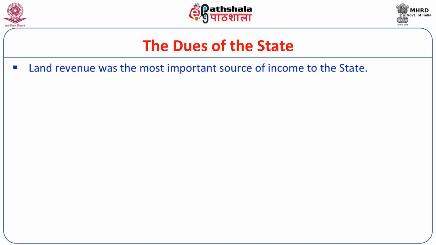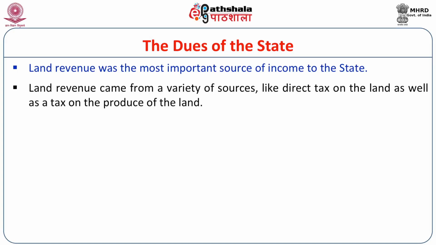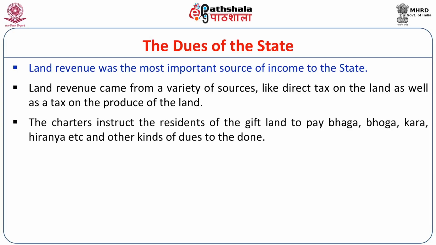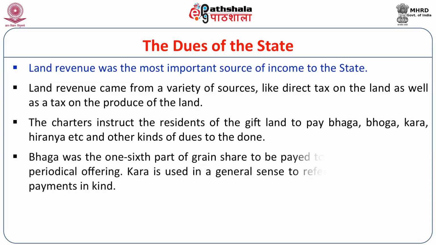Now, the dues of the state. Land revenue was the most important source of income to the state since it was an agrarian society. So, land revenue was the most important source of income. Land revenue came from a variety of sources like direct tax on the land as well as a tax on the produce of the land. The charters instruct the residents of the gift land to pay bhaga, bhoga, kara, hiranya, etc. and other kinds of dues to the donee.